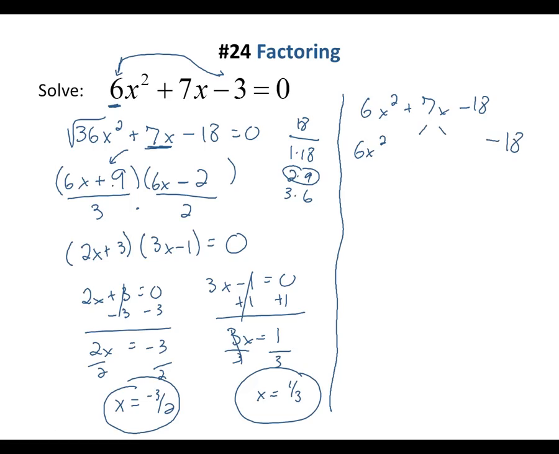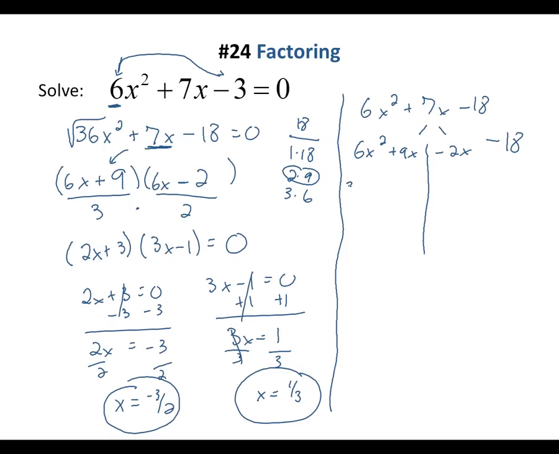3x equals 1. Divide by 3. X equals 1/3. Okay, now for my friends that don't like the Columbia method, let's take it all the way back here. So there's a number in the front. I still have to do the 6 times the 3 to get the 18, right? So this is the other method if you don't like it.